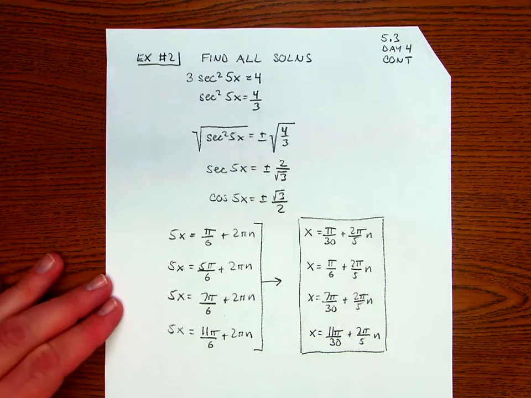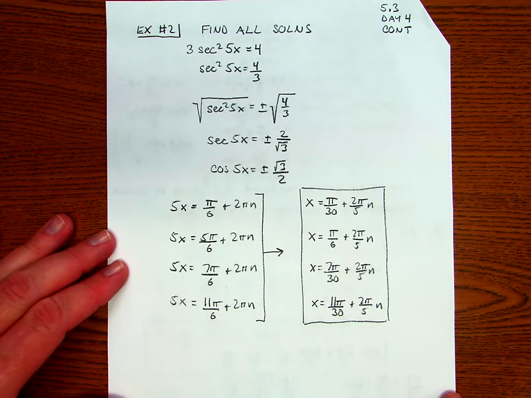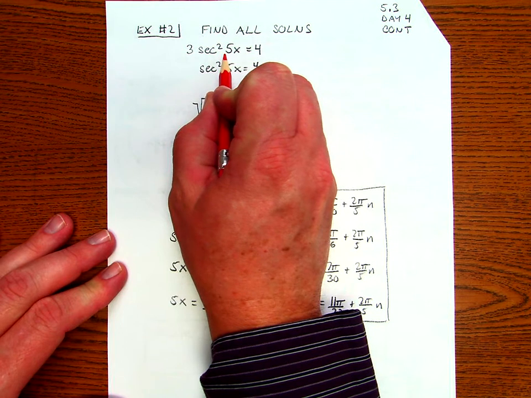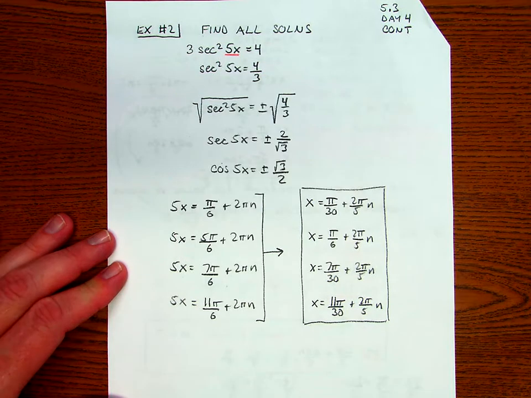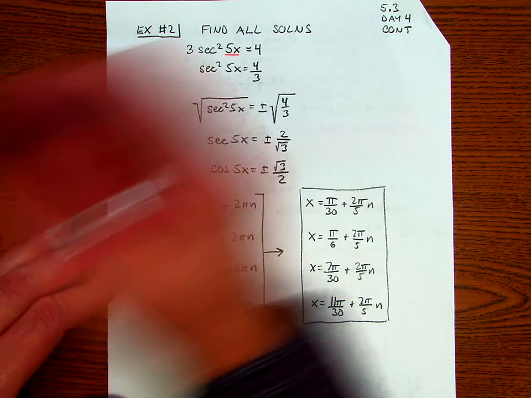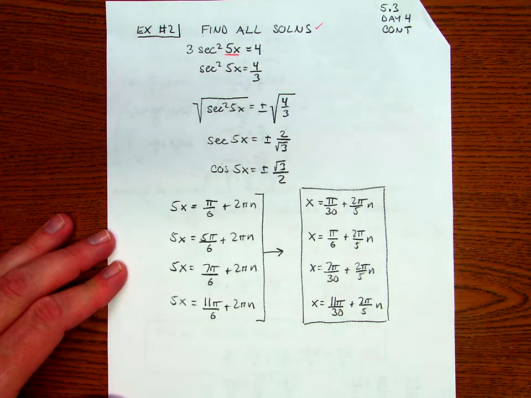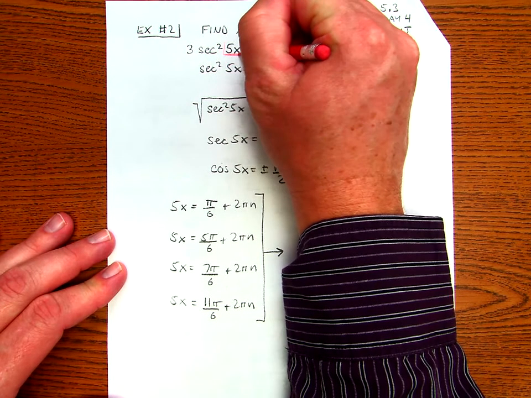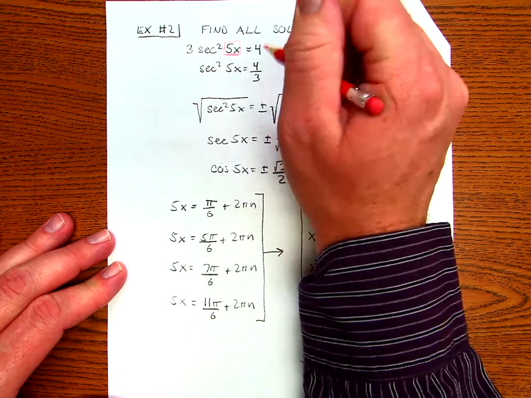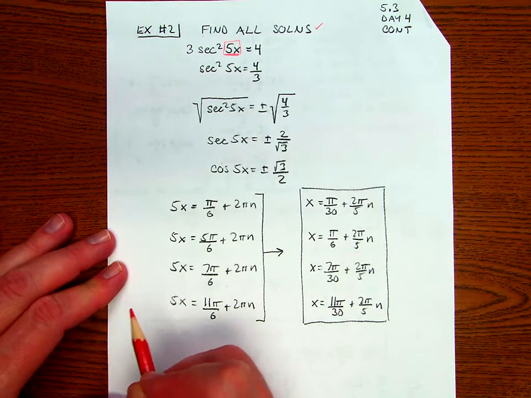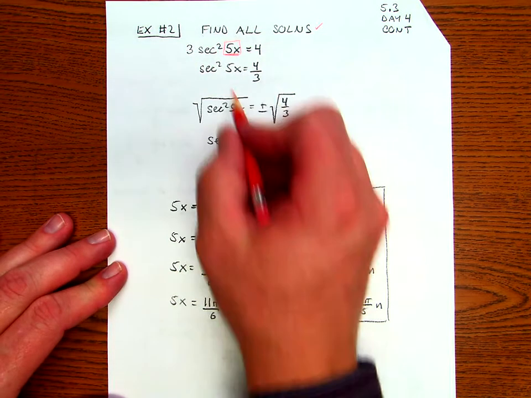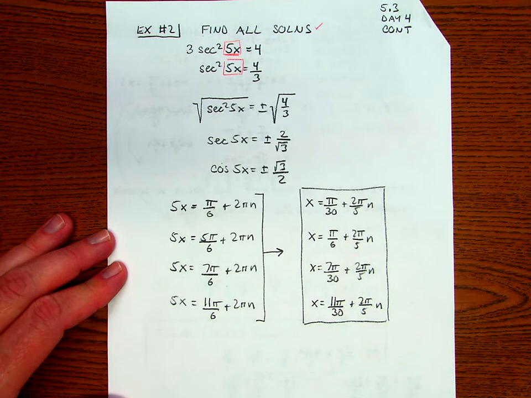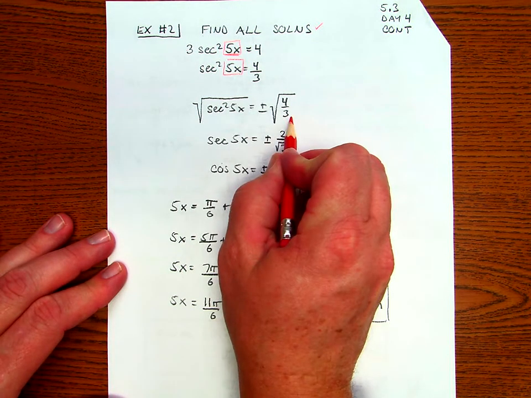Example number 2. This is another multiple angle equation, because of the fact that it's not just x, it's 5x. We're working under the directions of we want all solutions. So what we're going to do is we're going to solve this equation for 5x. So for this particular problem, that means that we're going to divide both sides by 3. We're going to square root both sides to undo that squaring.